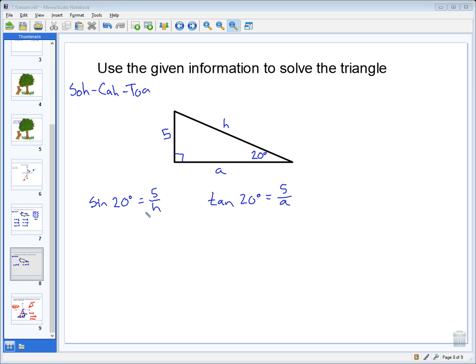So solving for H, I would multiply H on both sides, and then divide by the sine of 20 degrees. I would do the same thing over here for tangent. I would times both sides by A, and then divide by the tangent of 20 degrees.